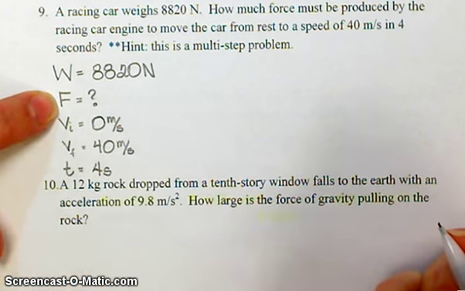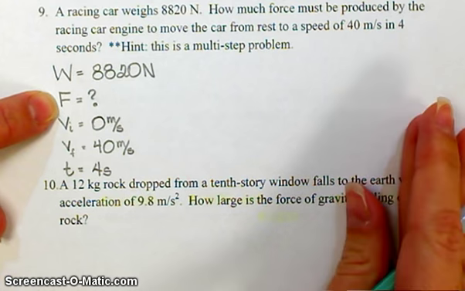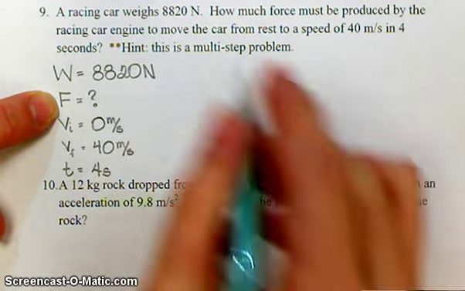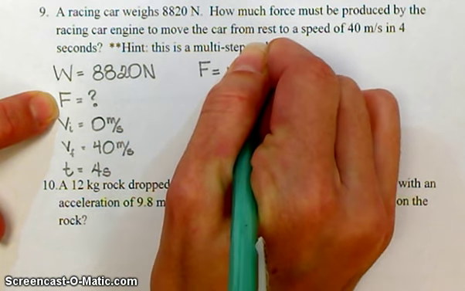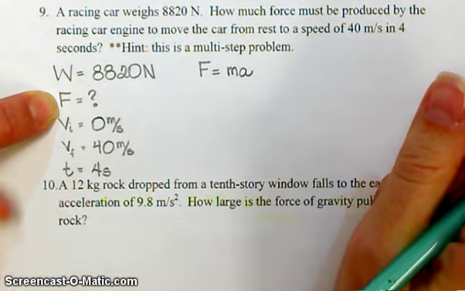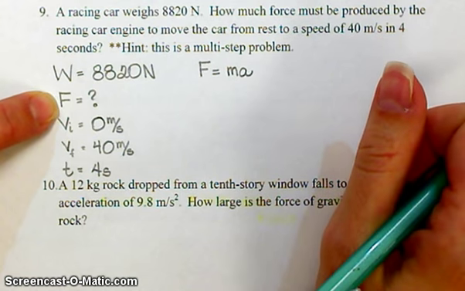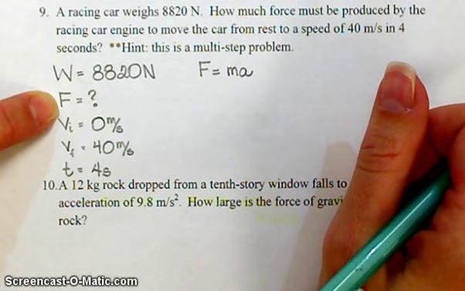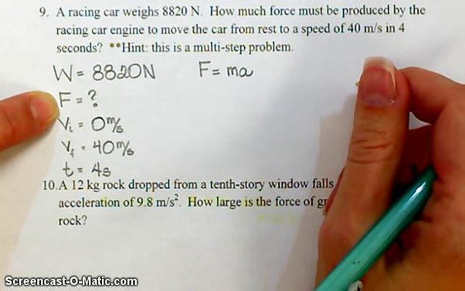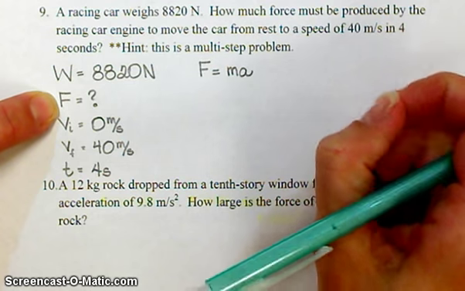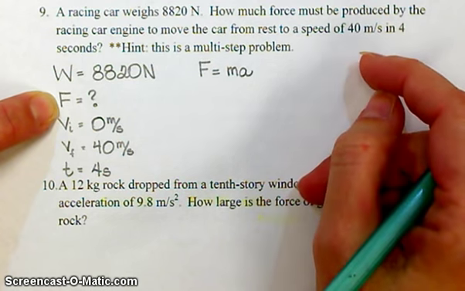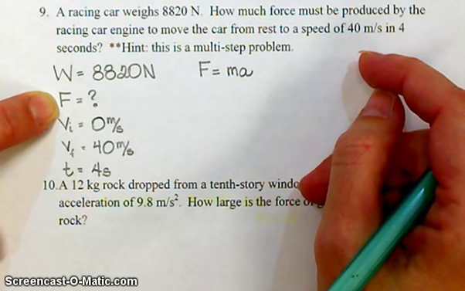What do we need in order to calculate force? Yeah, well, we're going to use this formula. We're going to use force is equal to mass times acceleration, and we don't have either one of those. How do we find them? Find the weight. You find the mass from weight. Weight divided by gravity will give you mass. And then change in velocity divided by time will give you acceleration.